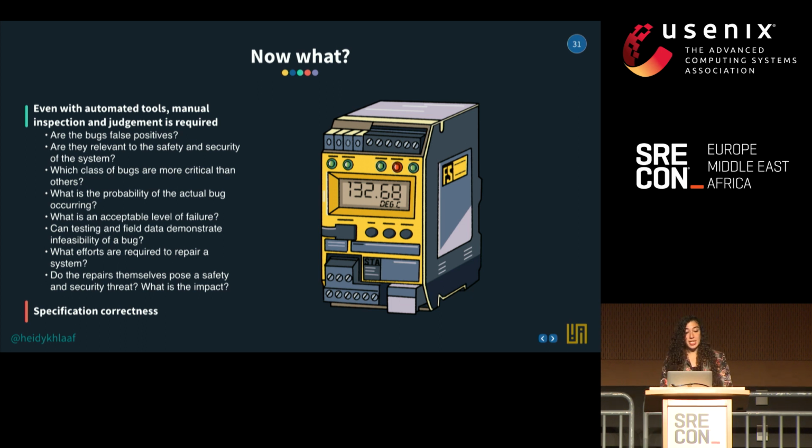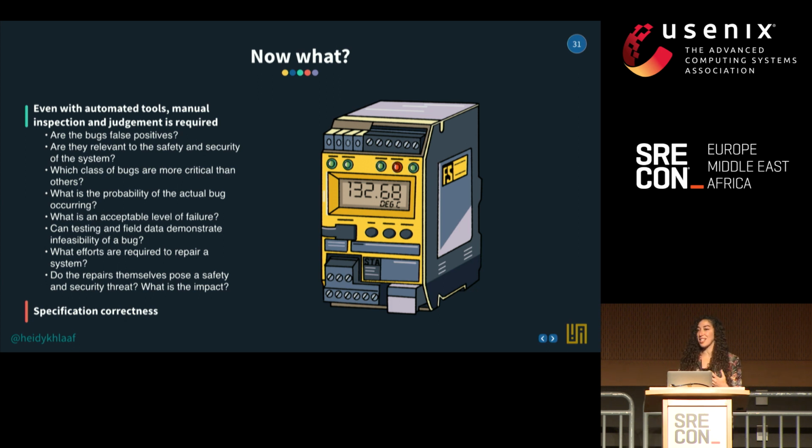Are they relevant to the safety and security of the system? Which class of bugs are more critical than others? Let's say that all the bugs that you have are valid and you found 200 bugs and you have sort of a short time span to fix them. Which one do you say, oh, this one's more important than others?